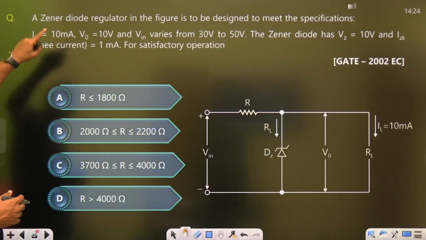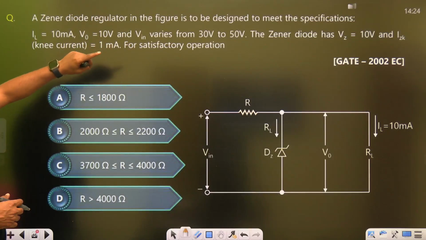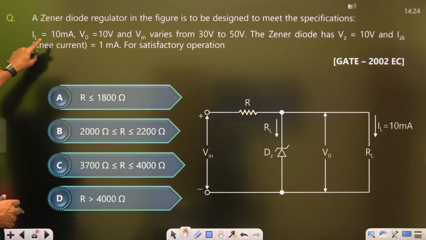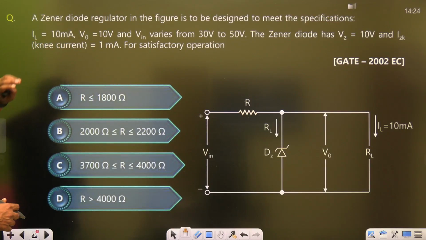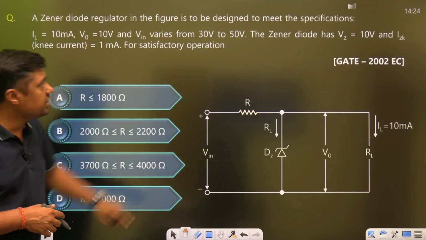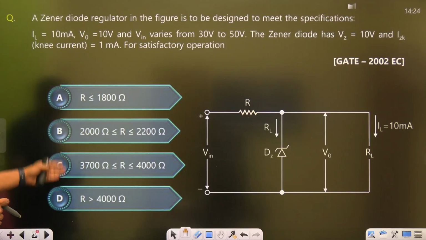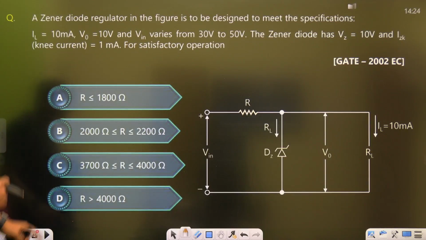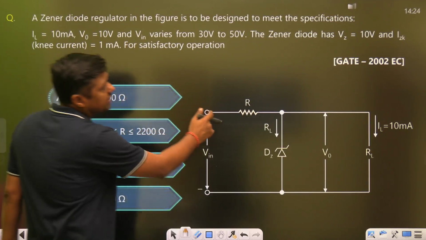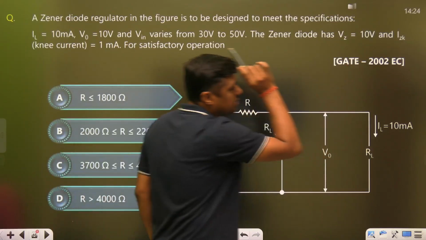So first question is, a Zener diode regulator in the figure is to be designed to meet the specification IL 10 milliampere, V0 10 volt, Vin varies from 30 to 50 volt, means this is the unregulated voltage. The Zener diode has VZ 10 volt. IZK knee current is given 1 milliampere. For satisfactory operation, what is the value of R? 4 options are given. The series resistance is required here in GATE 2002. That is the question in EC branch.